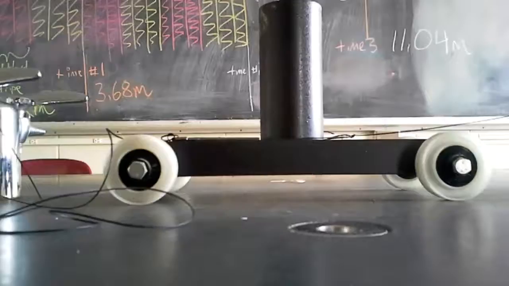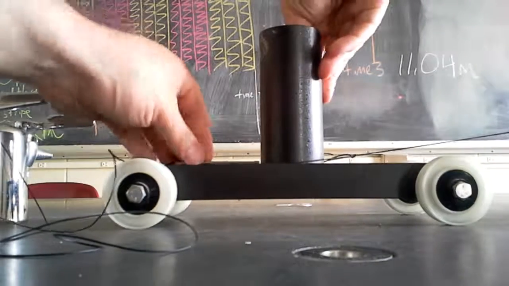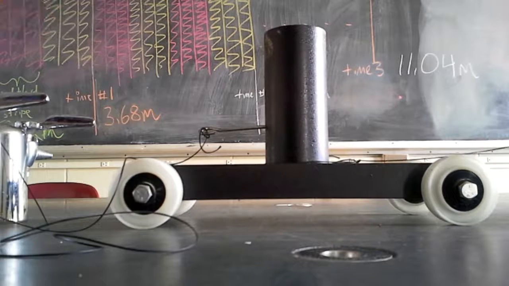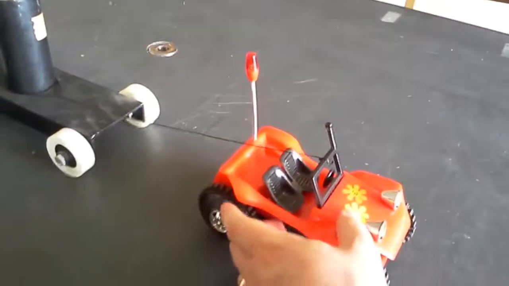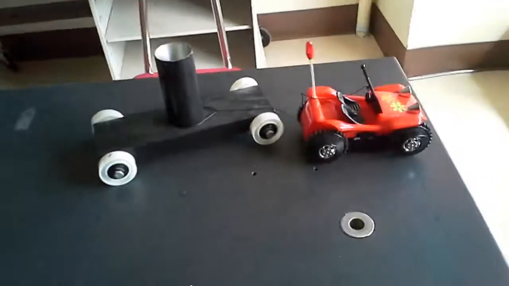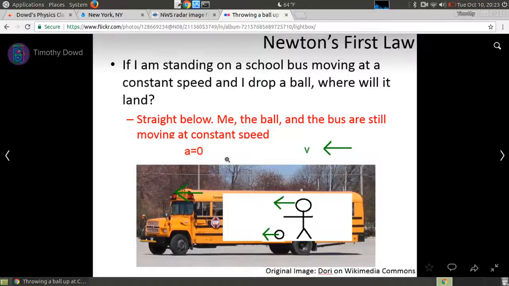So give me a minute just to reset the cart. So ball down, pin in, should be ready to go. So we'll turn our constant velocity vehicle on. So I want you to see if you can explain why that happened.